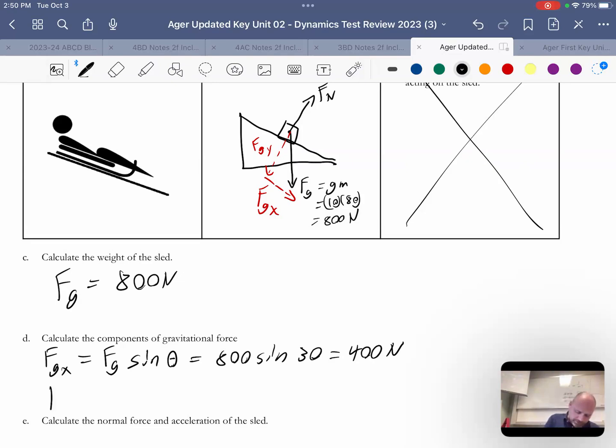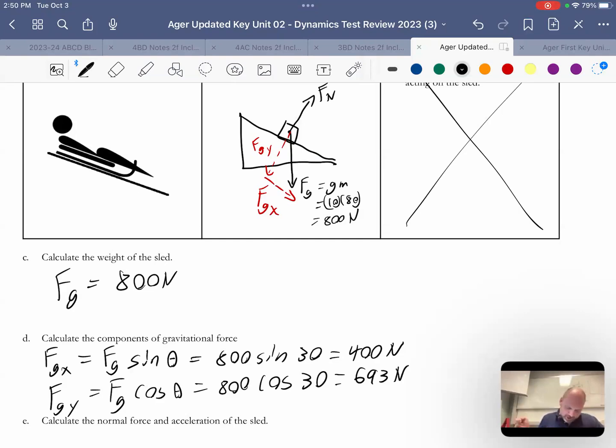All right, we also have an F_G Y component. That's going to be F_G or mg, which is F_G, times the cosine of the angle. And so that's going to be 800 times the cosine of 30 degrees. And that equals 693 newtons. So those are our two components of gravity.